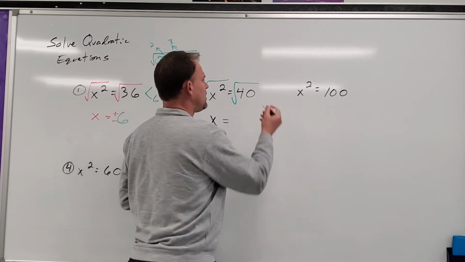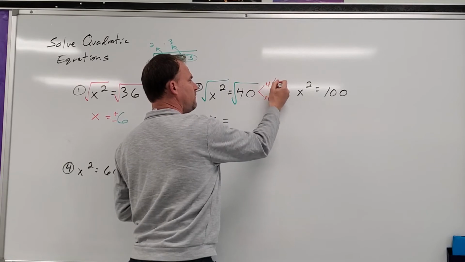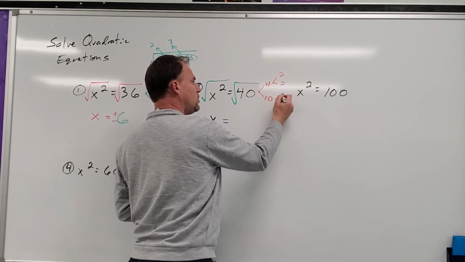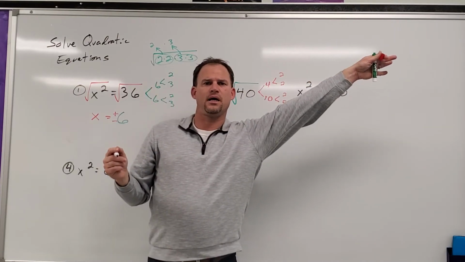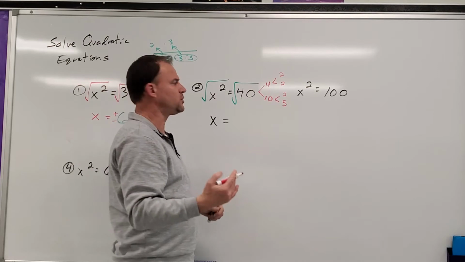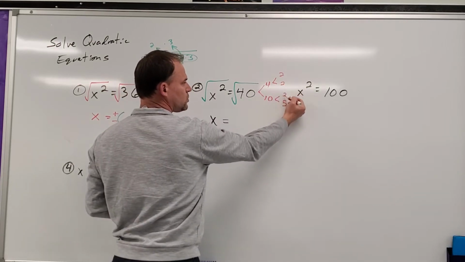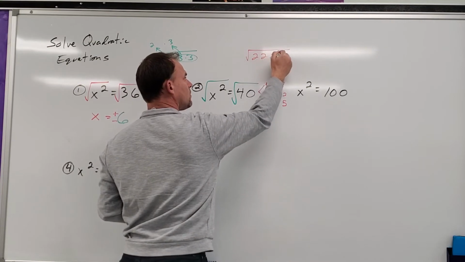40. 4 times 10. 4, 2 times 2, 2 times 5. Notice I'm going sideways with my factor trees because I'm just trying to save space. There's no particular reason for doing it. So I've got 2, 2, 2, 5 in my radical.